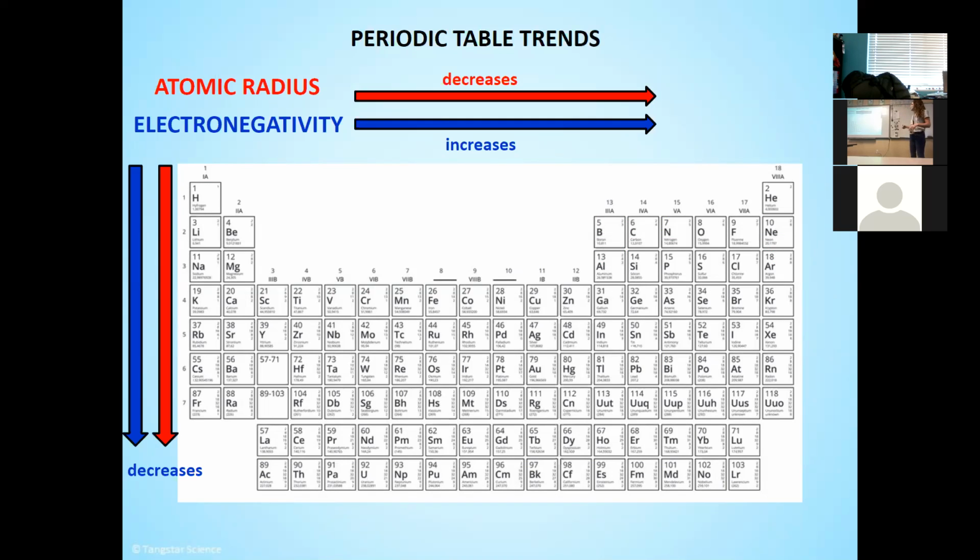So as we go down, oh crap, spoilers. As we go down, it increases. But as we go to the right, even though we are adding on electrons, it decreases. Why do you think it would decrease?